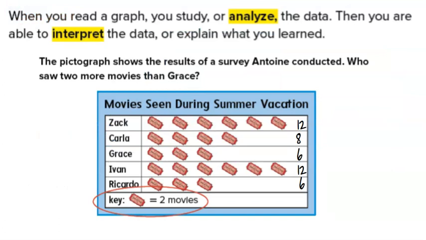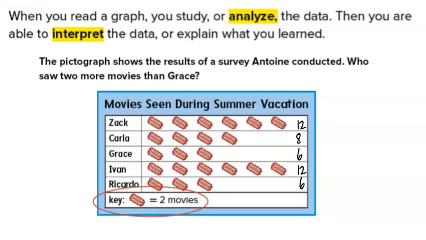Next, we have our last example. So this says, when you read a graph, you study or analyze, which means you look over and study the data. Then you are able to interpret, that means understand the data or explain what you learned. The pictograph shows the results of a survey Antoine conducted. Who saw 2 more movies than Grace?